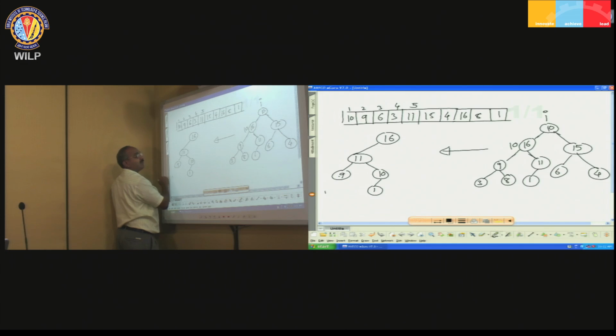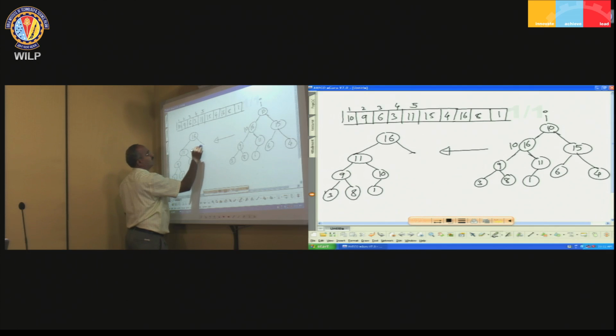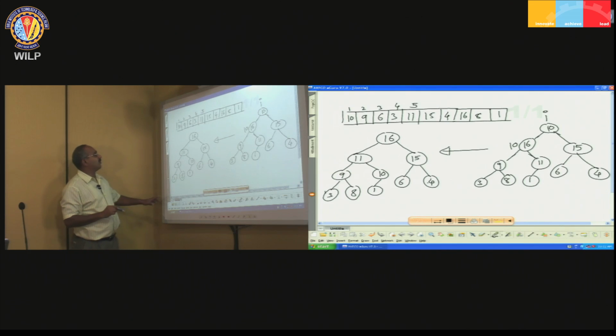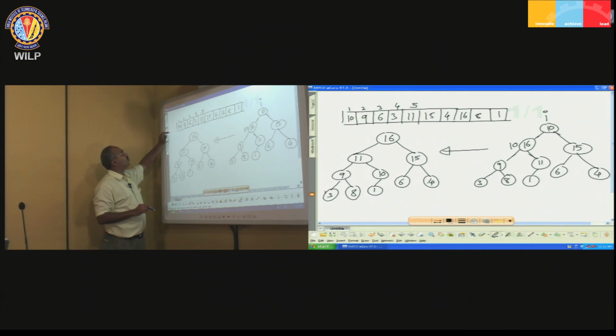This is 9, 3, 8, 15, 6 and 4. This precisely now is the heap which is going to be the representation of this particular array, correct.